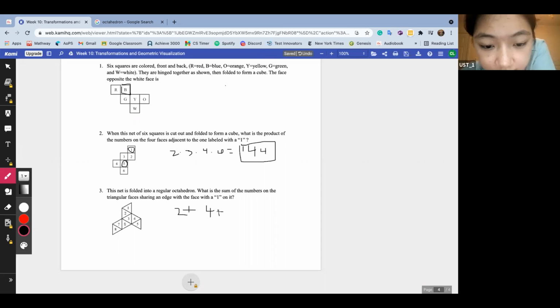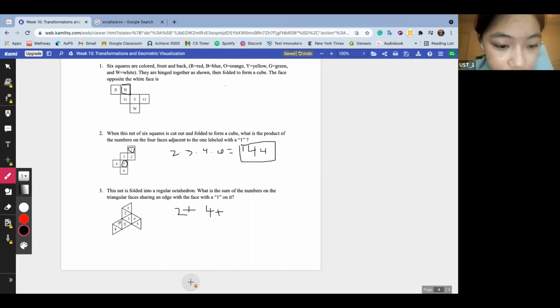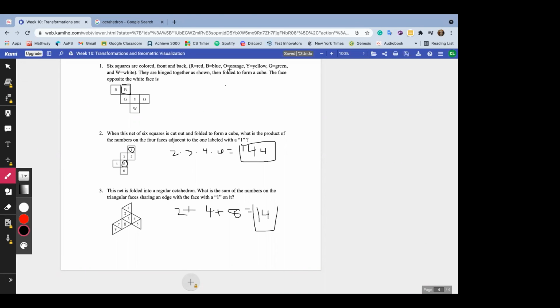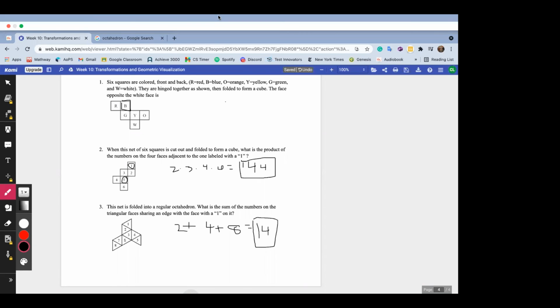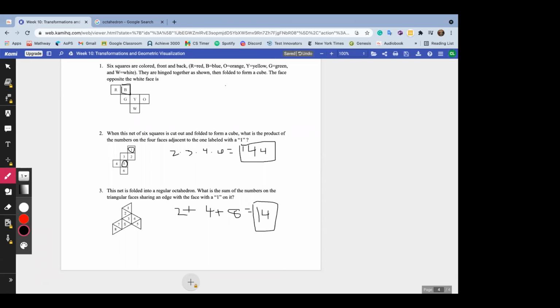Right, so 2 and 4, right? But it's actually going to be 8 because, oh, I get it. Because 7 is with 2. Yeah. So it'll be 8. You add it, and you'll get 14. Cool. So the answer is 14. So if we add a 7, the answer will be 13.